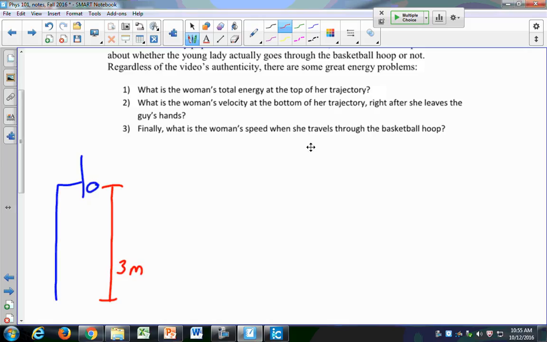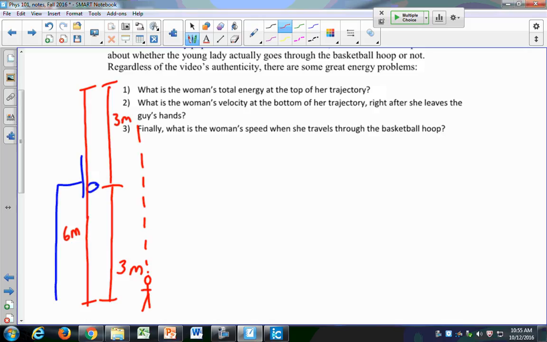And then she goes up, I don't know, let's say that she goes up twice as high as the basketball goal. I think that's not far. So she goes up another 3 meters, giving us a total height of 6 meters. So throwing her up in the air almost 20 feet, about 20 feet up into the air. And so I want to know what is the woman's total energy at the top of her trajectory. In order to find that, I have this lady, she's here, and then she goes up, and then she comes back down again. I want to know what is the total energy here.